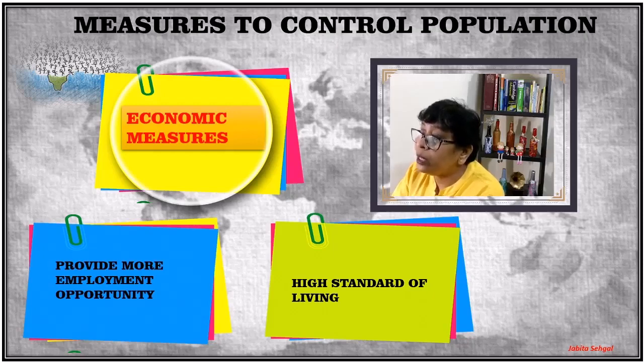It will lead to increase in income and would improve the standard of living of the people, and they will adopt small family norms. Next is standard of living. In order to maintain their high standard of living, people prefer to have a small family because it is very difficult to manage a large family as well as the high standard of living.